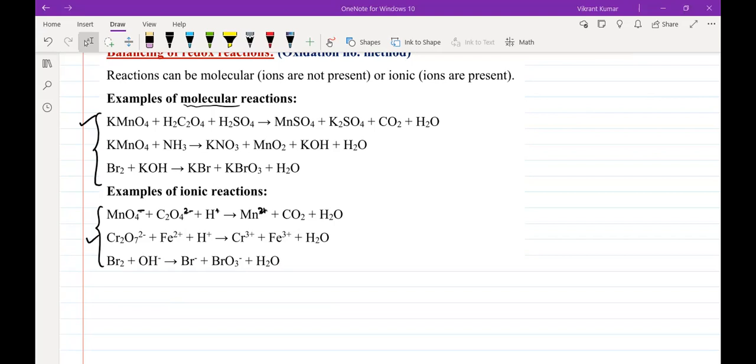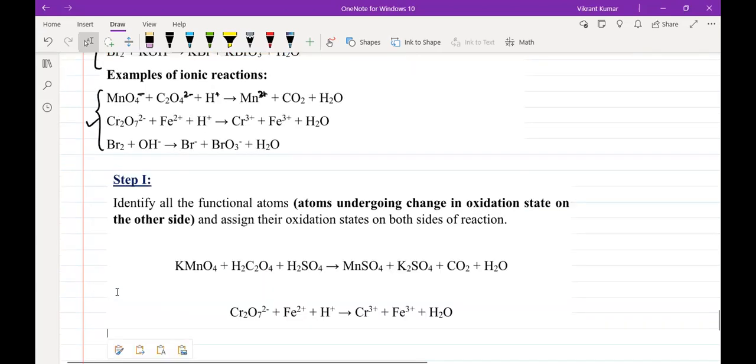Okay. I have started calling it functional atom. As I told you earlier, whenever I use this, it is not an official term, not a technical term, this is a term coined by me only. Because saying "the atom which is changing its oxidation state on the other side" so many times, I am very lazy, so I started saying it: it will be called functional atom. So whenever I say functional atom, it means that atom which is changing its oxidation state on the other side of the reaction. So the first step will be identifying all the functional atoms, that means those atoms which are changing the oxidation state on the other side, and then we'll assign the oxidation state on both the sides.